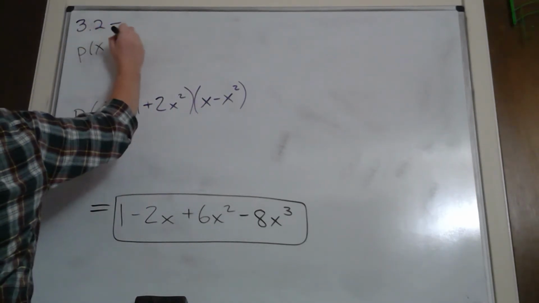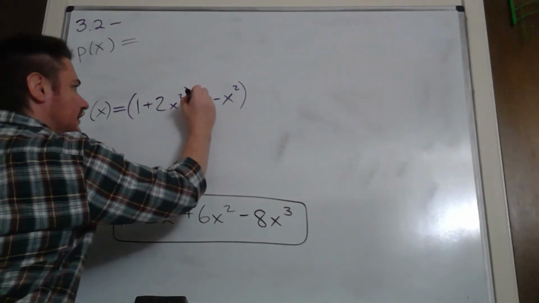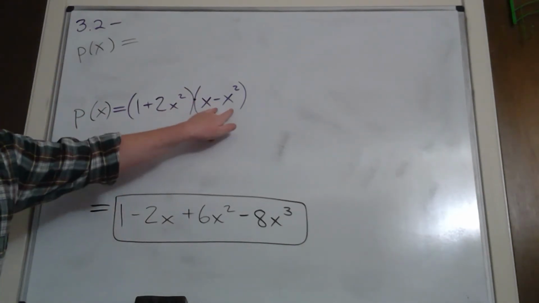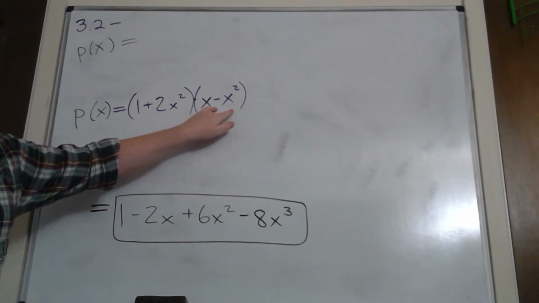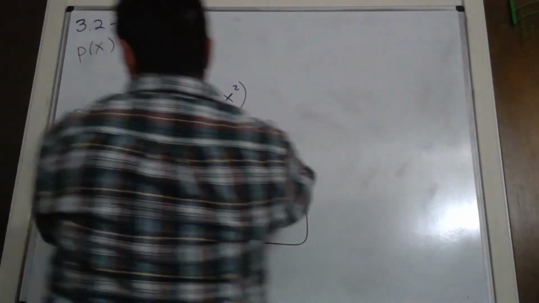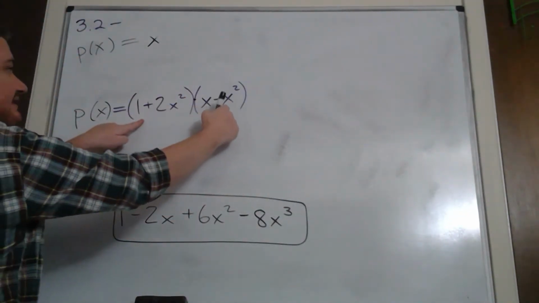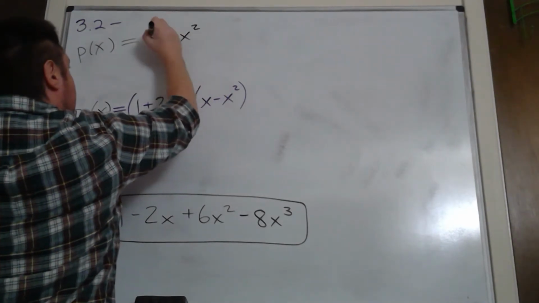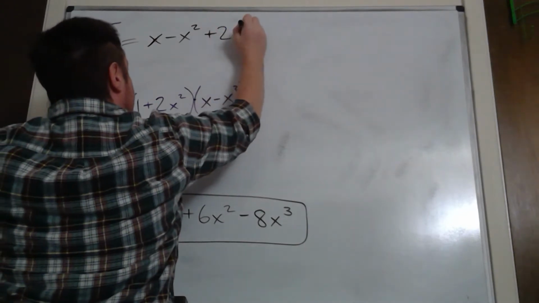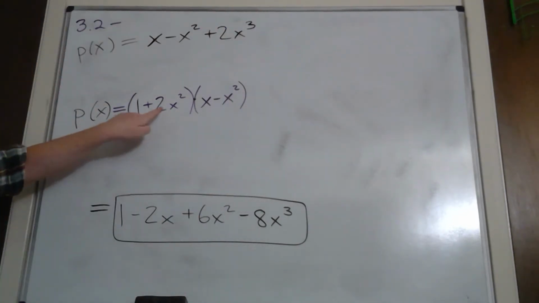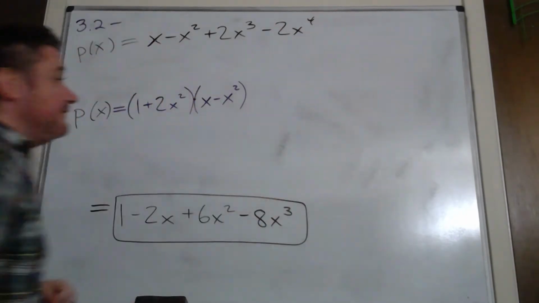Let me rewrite the original function. Some of you might be tempted to say, well, wait, I've got a product here, right? But why can't I just FOIL this term with this to begin with? And then I don't have a product. And if I don't have a product, I don't have to use the product rule. Meaning, let's FOIL right off the bat. So 1 times x gives me x. 1 times minus x squared is going to give me minus x squared. 2x squared times this x is going to give me 2x cubed. And then 2x squared times this minus x squared will give me minus 2x to the 4.